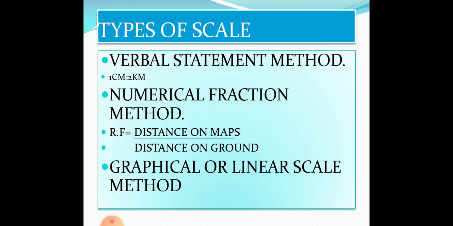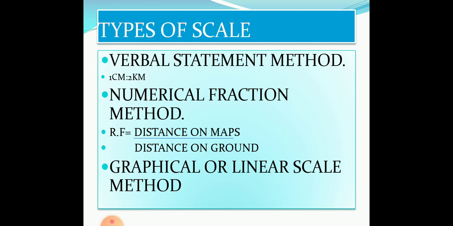Now there are different types of scales used in a map. Three different types are used. One is called the verbal statement method. The verbal statement method is the simplest form. It says 1 centimeter on the map is equal to 2 kilometers or 20 or 30 or 50 or 100 kilometers on the ground. The next one is the numerical fraction method.